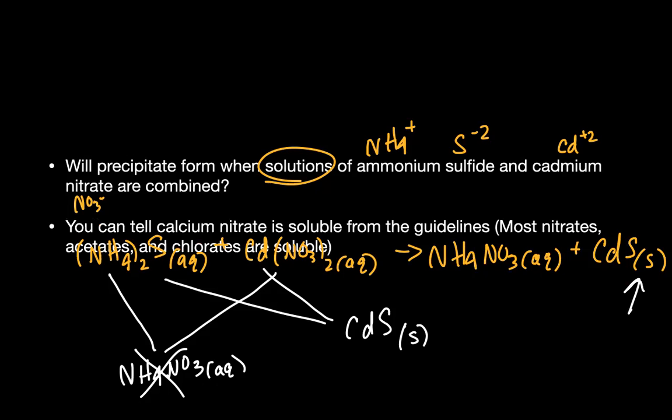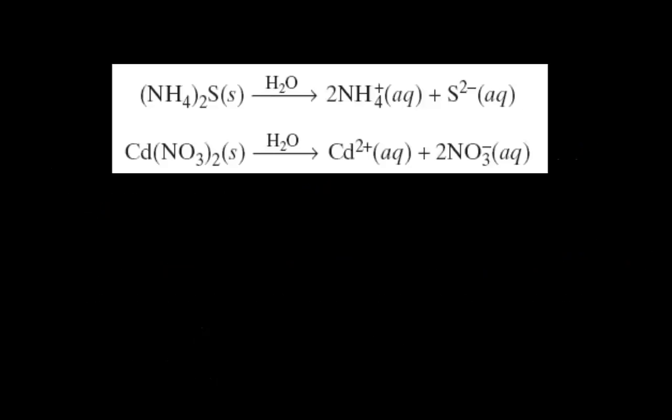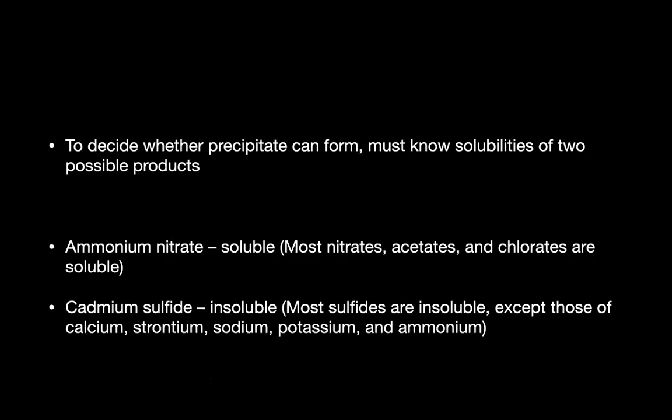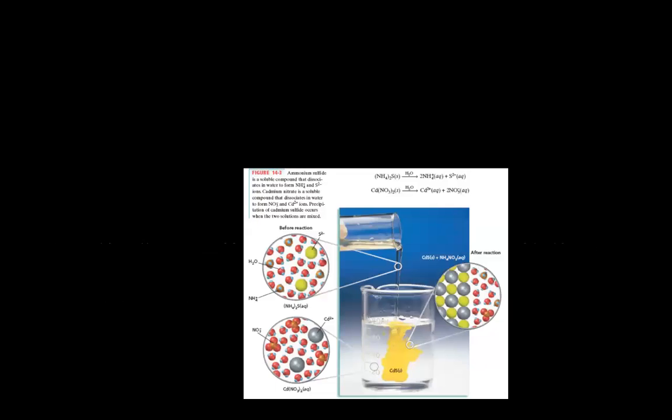Okay, so I went through all that already. So we've got the two possible products, ammonium nitrate, which is soluble because ammonium compounds are soluble and nitrate compounds are soluble. Cadmium sulfide, of course, goes to rule number 6, which I just read. So this is what it looks like.